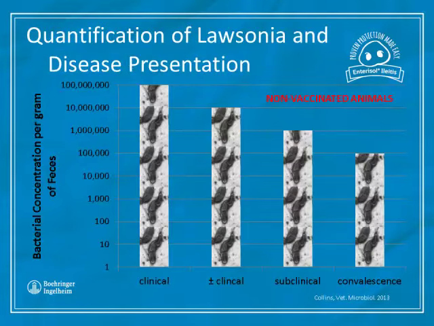So just kind of going through that, I've got the quantification of Lawsonia. So on the x-axis I'll have the clinical presentation, and on the y I've got the bacterial concentration per gram of feces. And so I start here with 10 to the 8 logs of bacteria per gram of feces, and these are non-vaccinated animals and they're also non-treated.